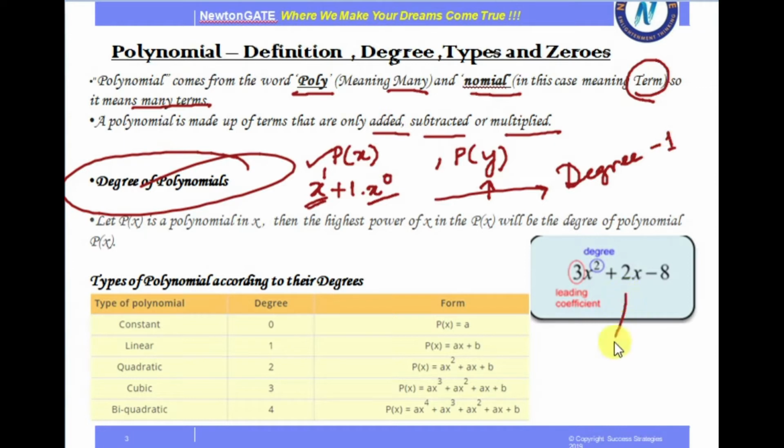Next, I have taken another example, 3x squared plus 2x minus 8. Here, the highest power of x is 2. So, the degree is 2.